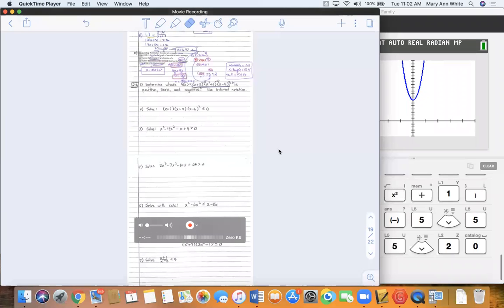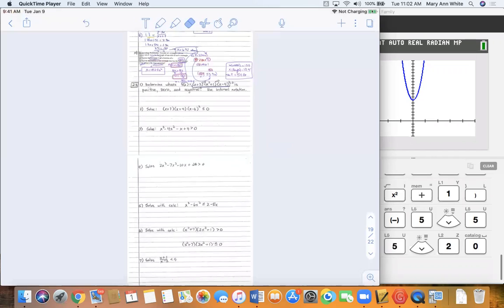Okay, so I'm recording this 2.8 notes. We're gonna get about halfway through this today. We're gonna do a couple calculator problems. The first few though are no calculator. So the first 4 are no calculator.